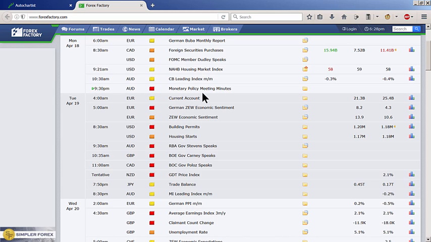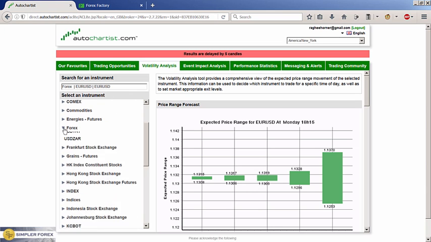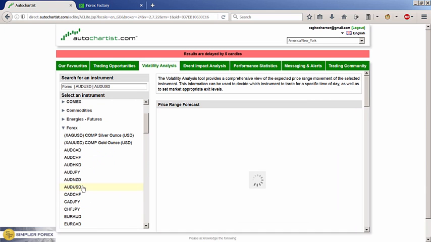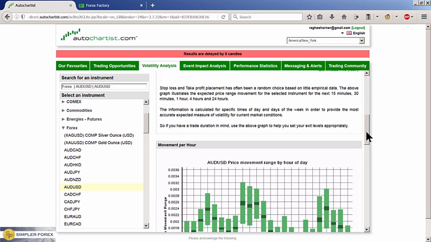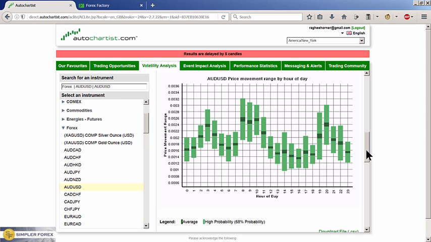We have a monetary policy meeting minute for Australia, and then we have RBA Governor Stevens speaking tomorrow. So within about 11 hours, we've got two major economic releases affecting the Aussie. We know that on each economic release, we're going to expect a burst of volatility. So let me just grab the Aussie US. We've been having some great trades in the Aussie US, just following the trend.